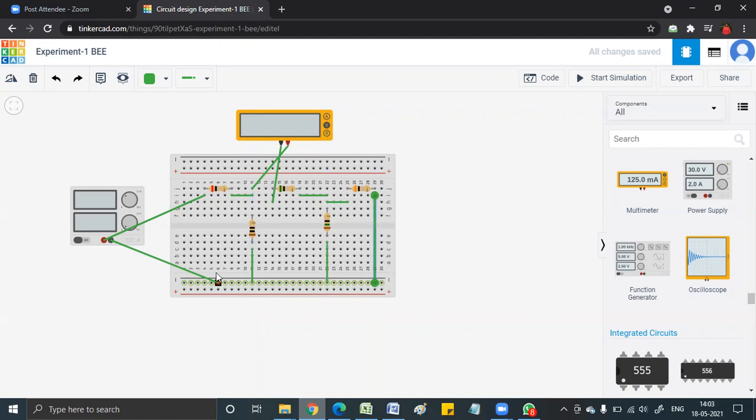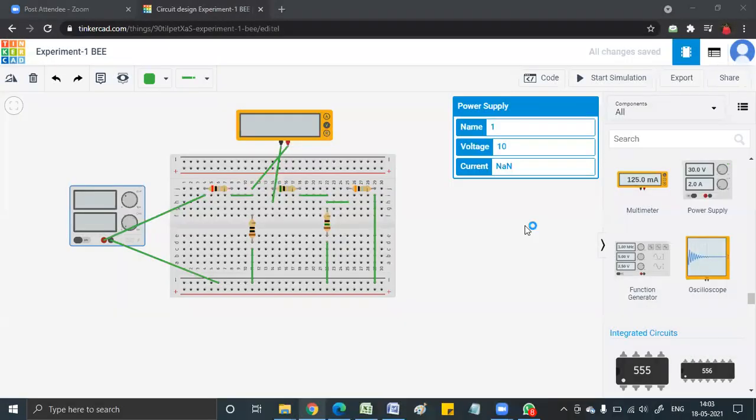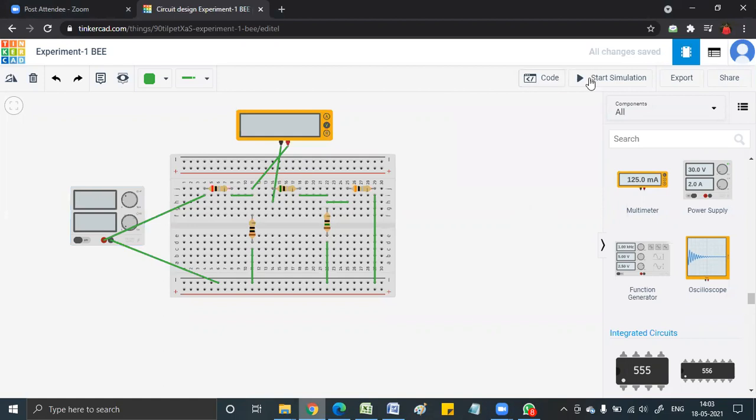Okay. So what is the value of this power supply? Is it 10 volt? Yeah, we have set this supply to 10 volt. So now what we have to do? That's it. We have to just simulate it. So start simulation. So once we start simulation, okay, is this right?